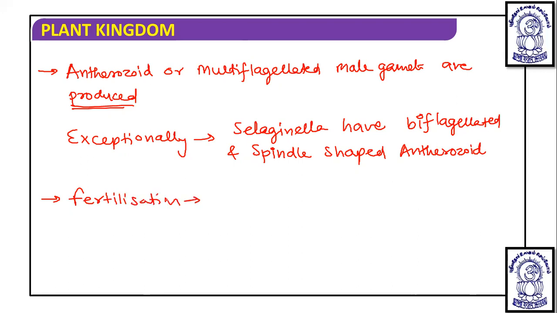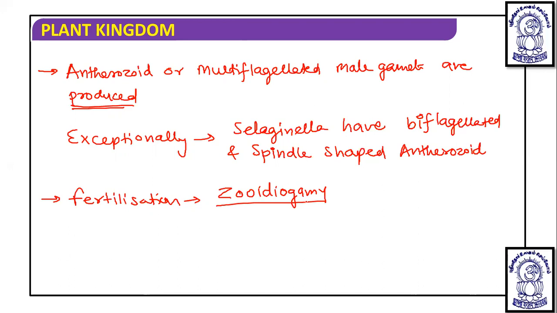Fertilization takes place by zooidiogamy. This zooidiogamy means they need water for fertilization. After fertilization, the zygote develops into the embryo, and the embryo develops into the sporophytic body, which has root, stem, and leaf. So this is the whole life cycle.